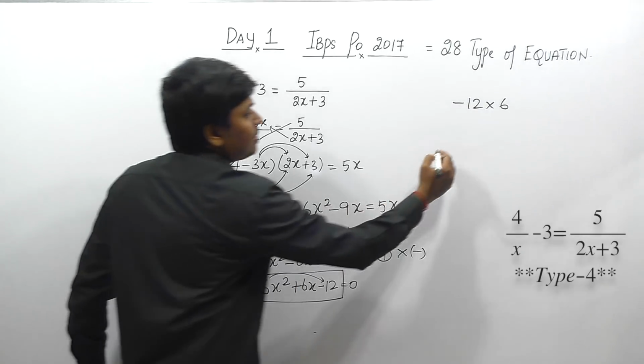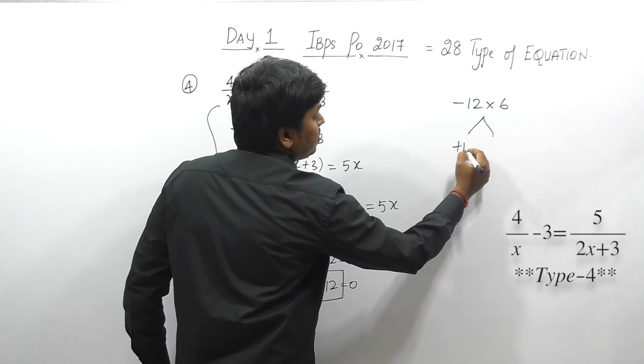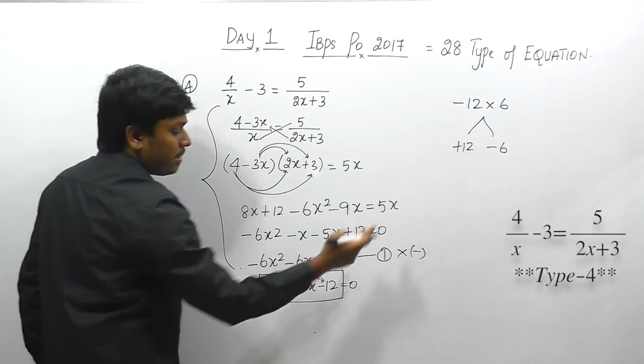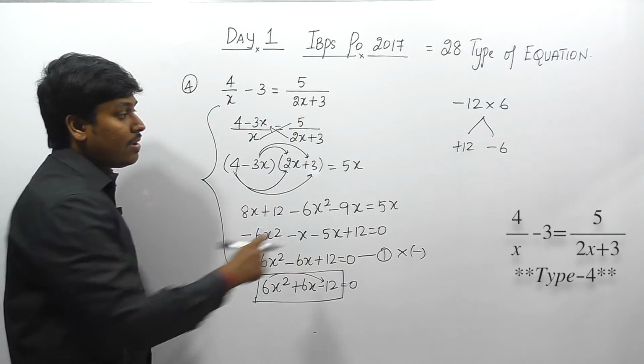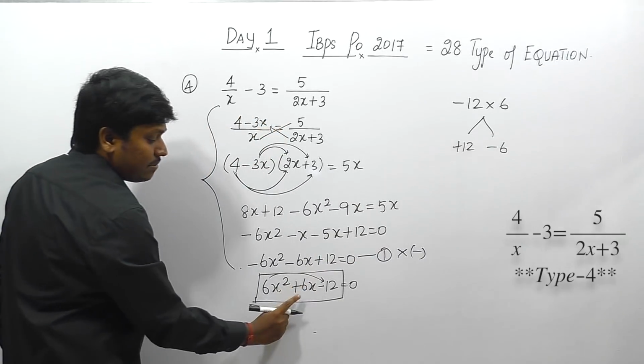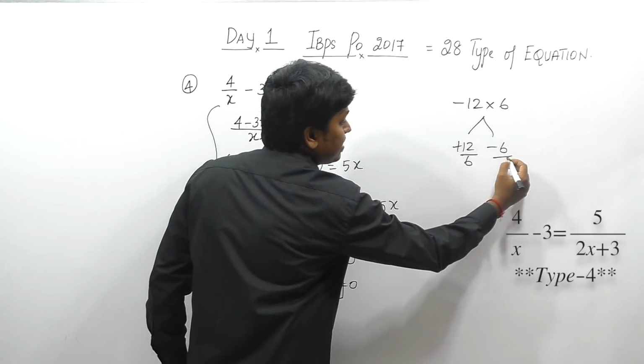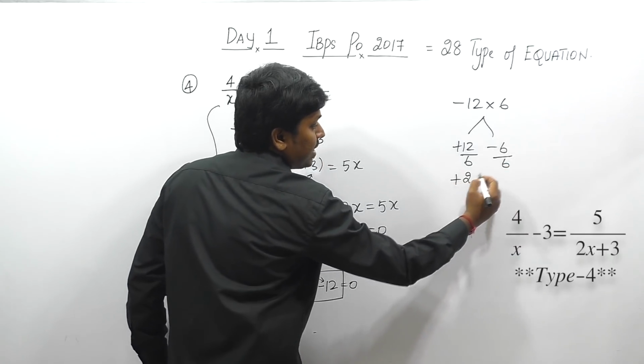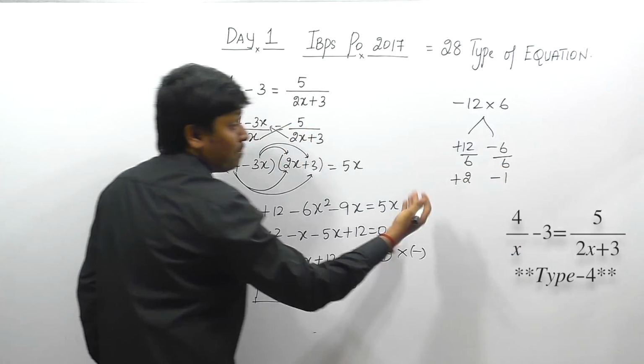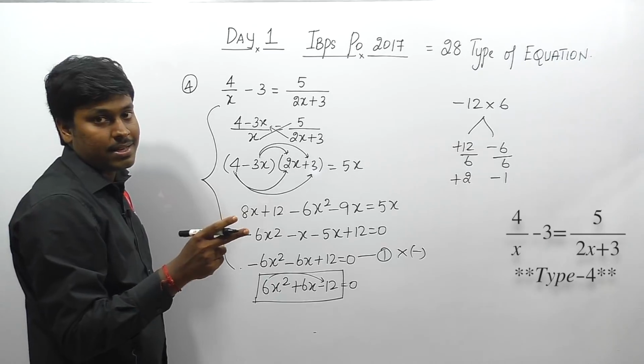So let me do one thing. This can be taken as plus 12 and minus 6, because when you multiply both the numbers, the resultant will be minus. When you add both the numbers, the resultant will be plus 6. But before x square we have a constant 6, so divide by 6, and this becomes plus 2 and this becomes minus 1. But while writing you need to change the sign, that is important.